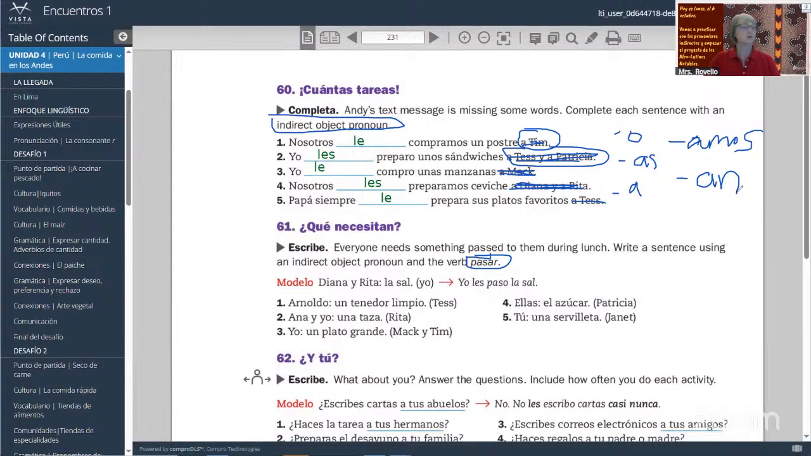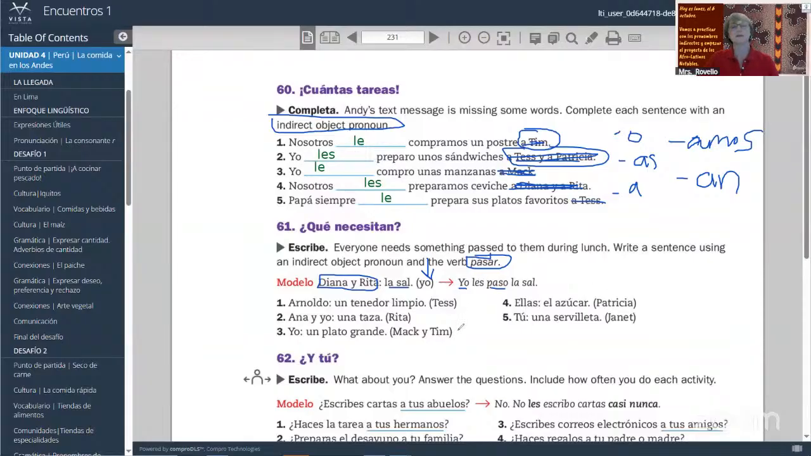Okay, we'll do one together. We'll look at the example together. So it says Diana and Rita. So we're passing the salt, right? I am passing the salt to them. So I would say yo, and then I have to worry about paso because it's yo. So I would conjugate it correctly. Yo paso la sal a Diana y Rita, which would become les because it's plural. Okay. Anybody confused?